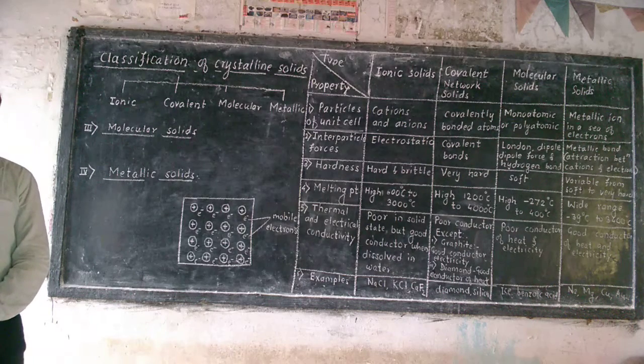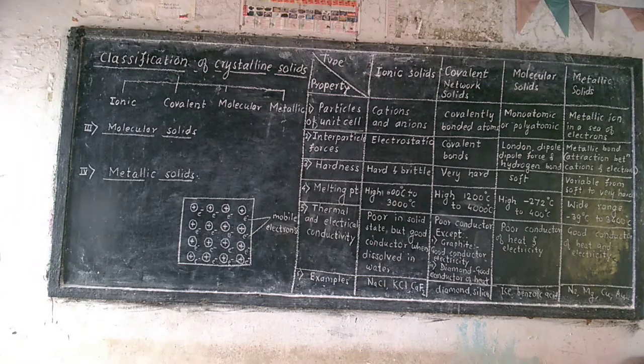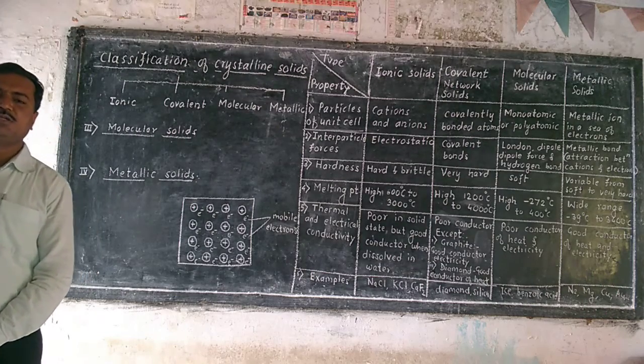Then they have low melting point due to weak intermolecular forces, and they are poor conductors of electricity and are used as insulators. So these were characteristics of molecular solids.